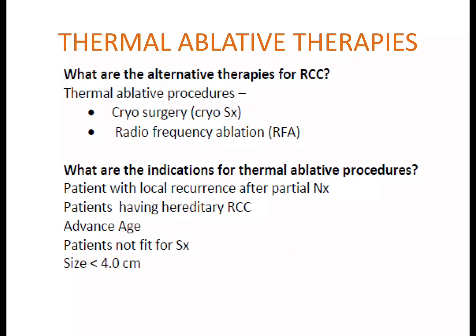The indications for thermal ablative procedures are patients with local recurrence after partial nephrectomy, patients having hereditary RCC, advanced stage, patients not fit for surgery, and size less than 4 centimeters. But the most important among these is to have a biopsy report in your hand before performing these thermal ablative therapies. Right, so these are the options for SRM, small renal masses.